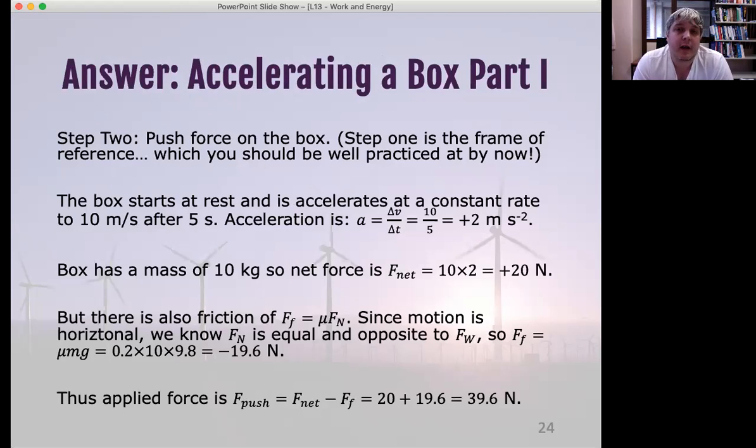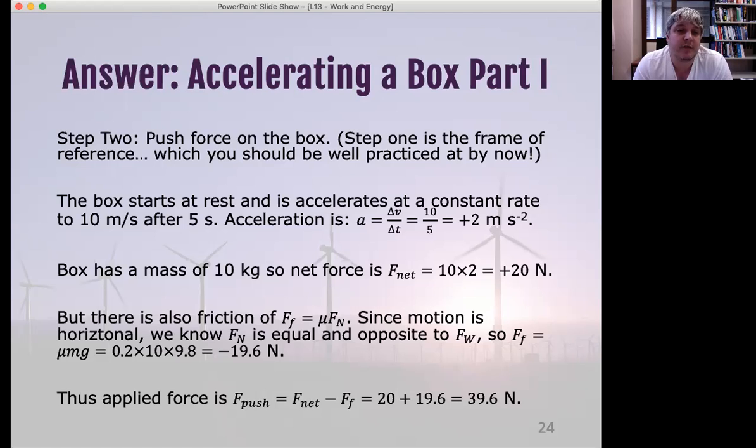Step 2 is to calculate the push force on the box. Right, I skipped step 1. Step 1 is the frame of reference. You should be well practiced at that by now, so I've skipped it. Do take a moment to think about the frame of reference. Pause the video if you need to, but obviously I will be referencing it as we continue because it's necessary, that first step. I'm just assuming that you're well versed at it now and have done so without me needing to explicitly state it.